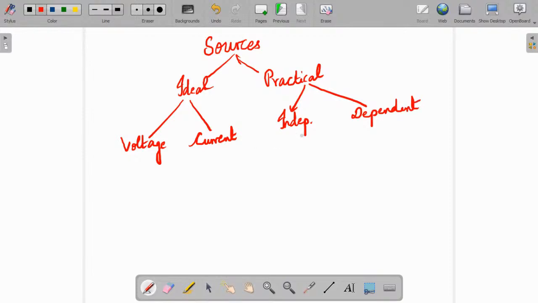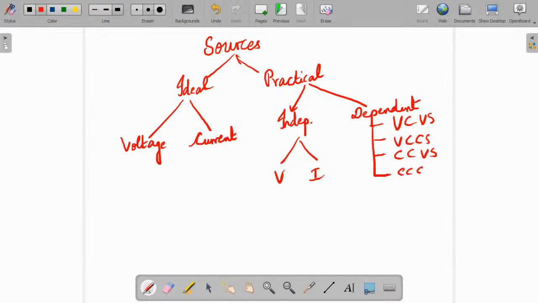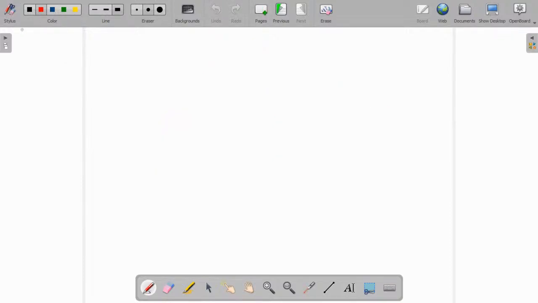So again in independent practical source we have voltage and current source. Here in dependent sources we have voltage controlled voltage source, voltage controlled current source, or current controlled voltage source and current controlled current source. So these are the classification of sources. So first, ideal voltage source. Let us discuss about ideal voltage source.